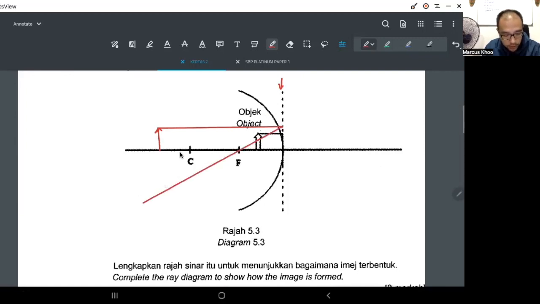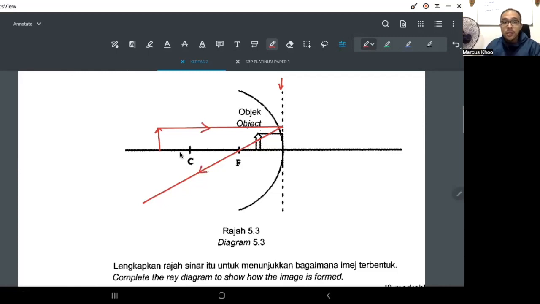Okay, this is the first one. Now, I notice that a lot of people, when they draw, they always tend to forget the arrows. Arrows are a very important thing because they tell us where the light is going, towards the mirror and reflecting. That's the important thing.